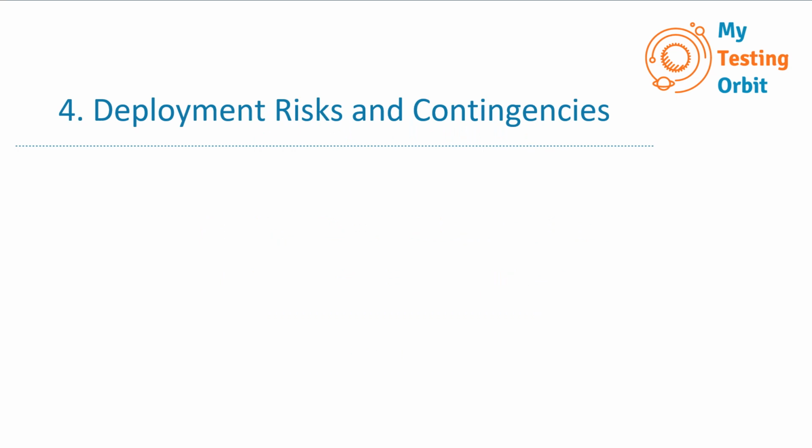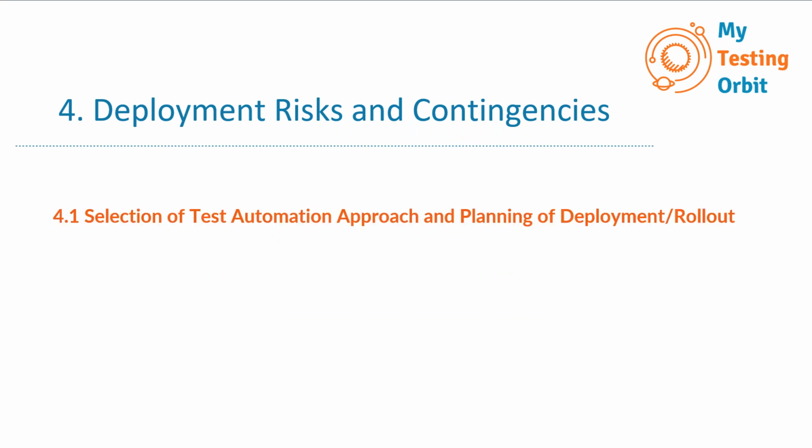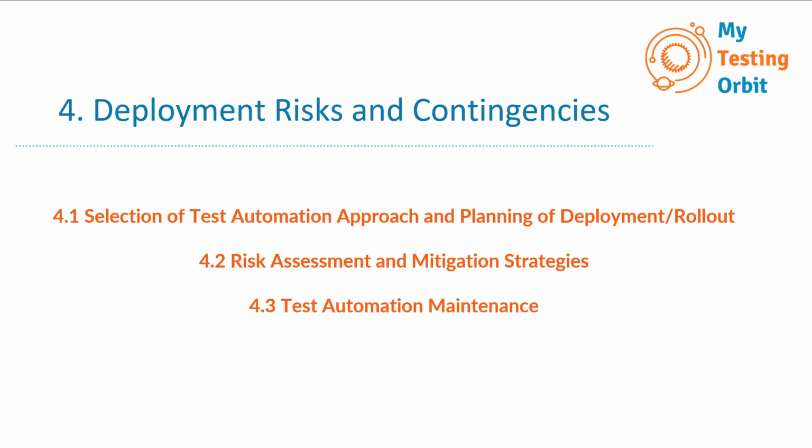There are three main sections in this chapter. 4.1, selection of test automation approach and planning of deployment/rollout. 4.2, risk assessment and mitigation strategies. And 4.3, test automation maintenance. And today we will begin with section 4.1.